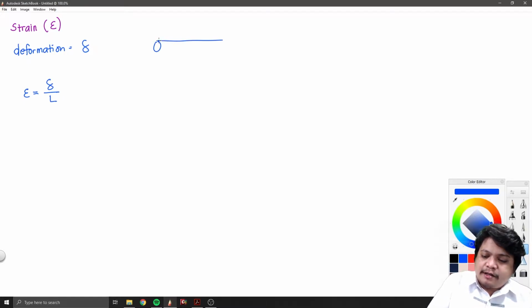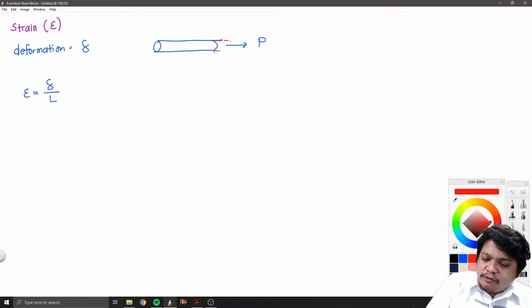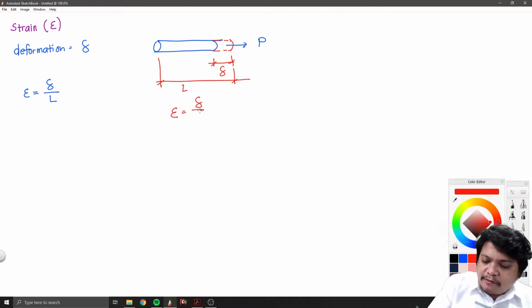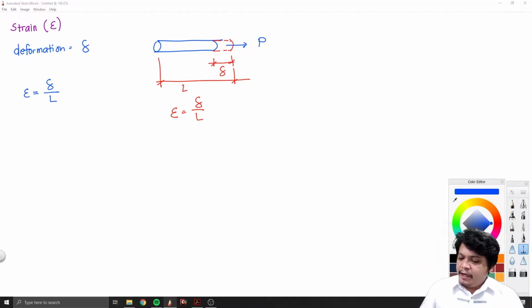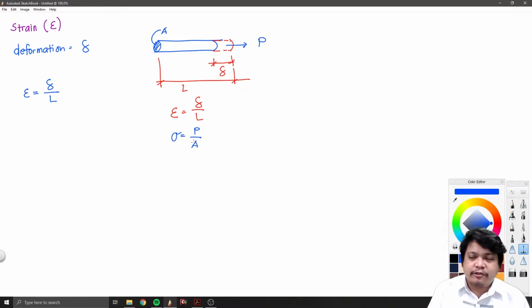For example, meron kang isang bar dyan, tapos hinila natin by a force P, so technically yung force P na yan, it will induce a deformation. So eto yung kanyang deformation, and then eto yung kanyang original length. So yung strain mo is computed using the deformation over the original length. And then this stress and strain, dahil meron kang P tapos meron ka namang A, meron ka rin makukuhang stress. So that is the P all over A, normal. I am speaking for the normal stress, no.